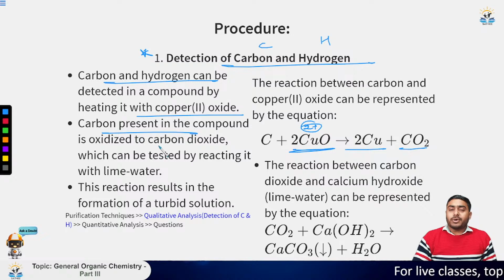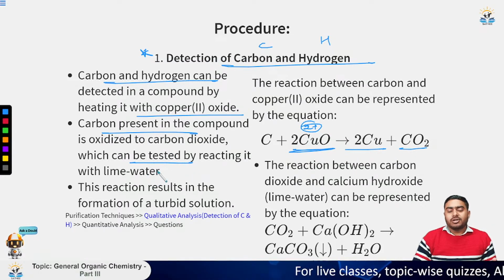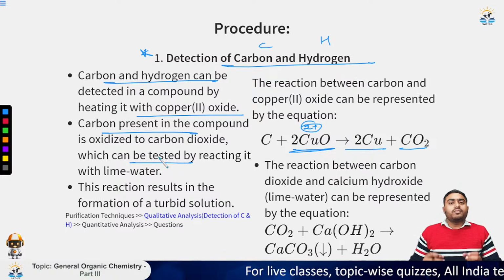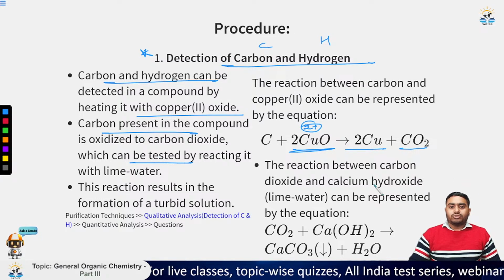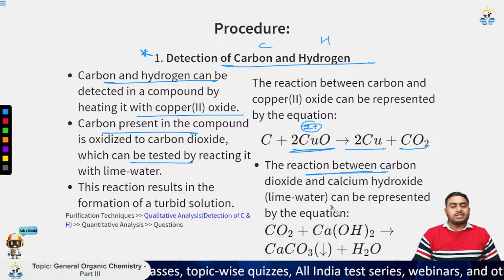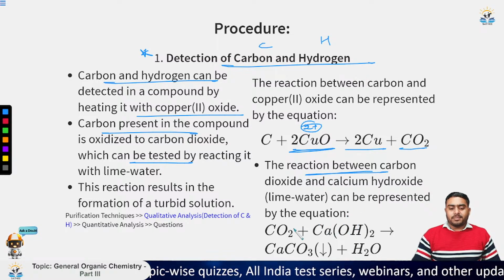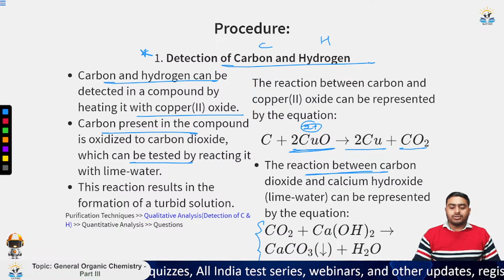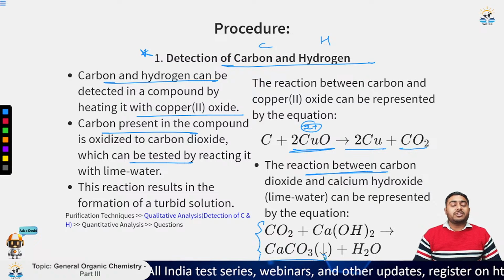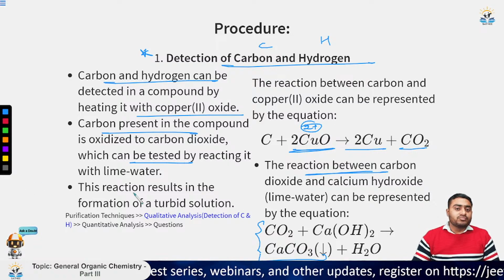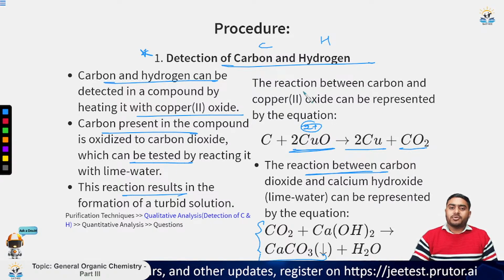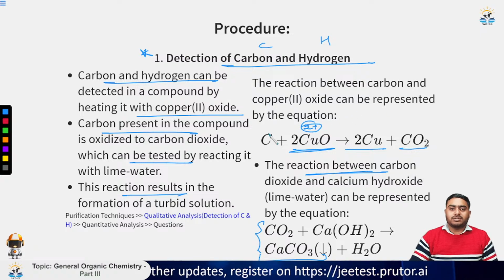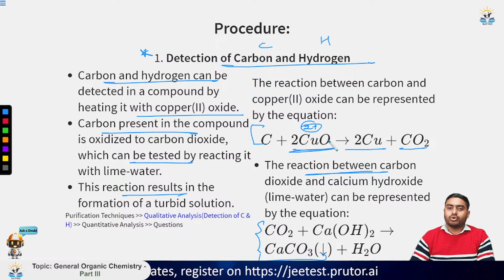Carbon present in the compound is oxidized to CO2, carbon dioxide, which can be tested by reacting it with lime water. You know very well that when we pass CO2 through lime water, you will get turbidity. Why? Due to the formation of CaCO3, calcium carbonate. The reaction between carbon dioxide and calcium hydroxide, lime water, can be represented as CO2 plus Ca(OH)2 gives CaCO3, calcium carbonate, a white curdy precipitate, plus H2O. This reaction results in a turbid solution due to the formation of calcium carbonate.